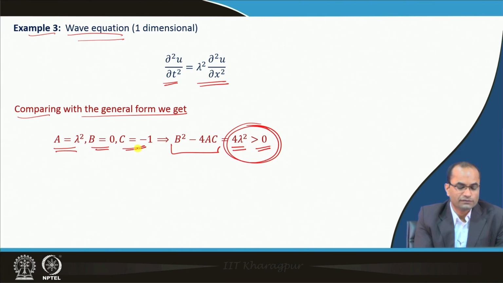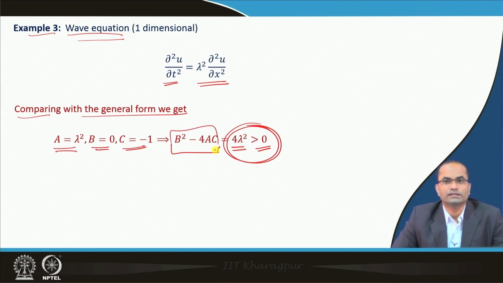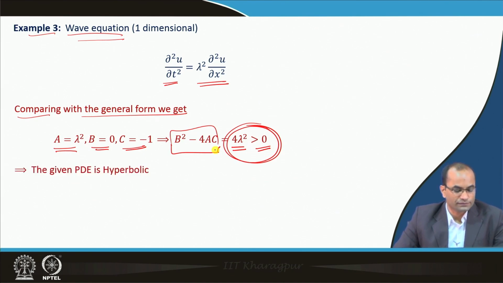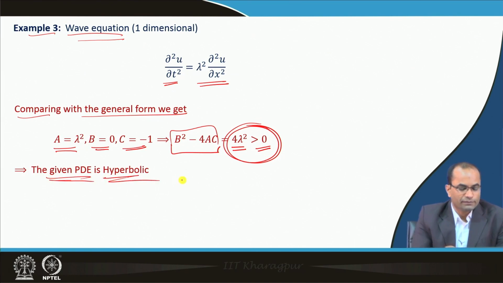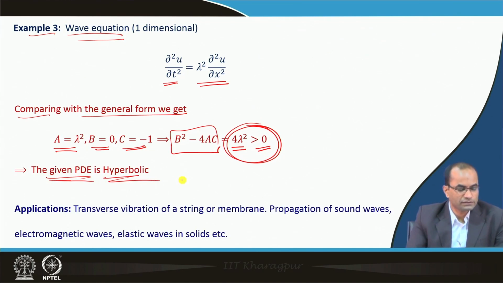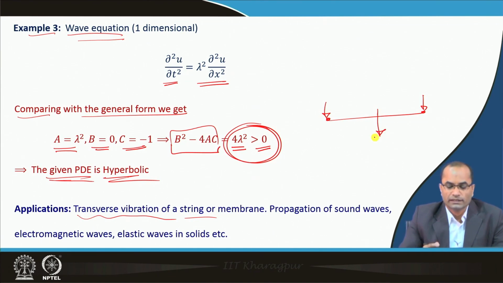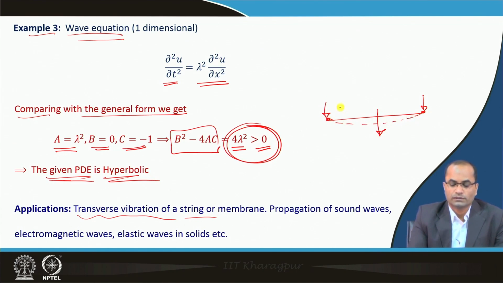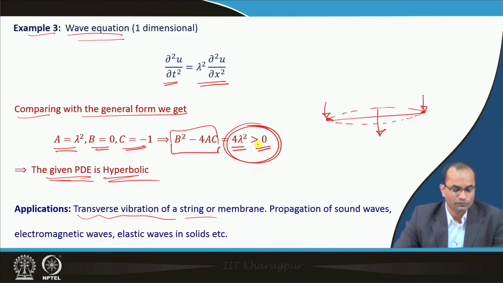So, this discriminant B square minus 4 AC is positive, and hence this equation falls into the category of hyperbolic equations. So, this given PDE is hyperbolic. The most important application for this equation is the transverse vibration in a string. If we have a string, for instance, fixed at these two places, and then we initiate some movement in this direction, then the displacement from the original state can be modeled with the help of the so called wave equation.